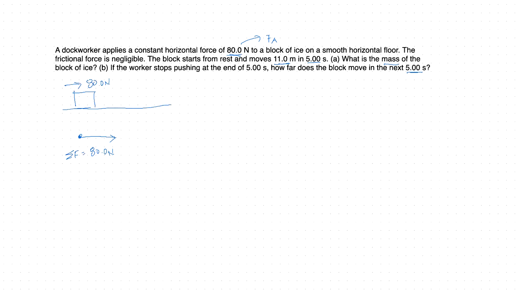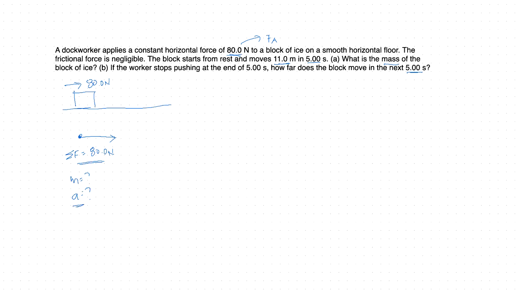Since we know the net force already, we know that this net force is being affected by the mass of the ice and its acceleration. We know that this object is accelerating since we have a net force of 80 newtons. However, we don't know the mass yet and we don't know the acceleration. We have no other clue for the mass, but we have a clue regarding the acceleration because we have the displacement and we have the time duration.